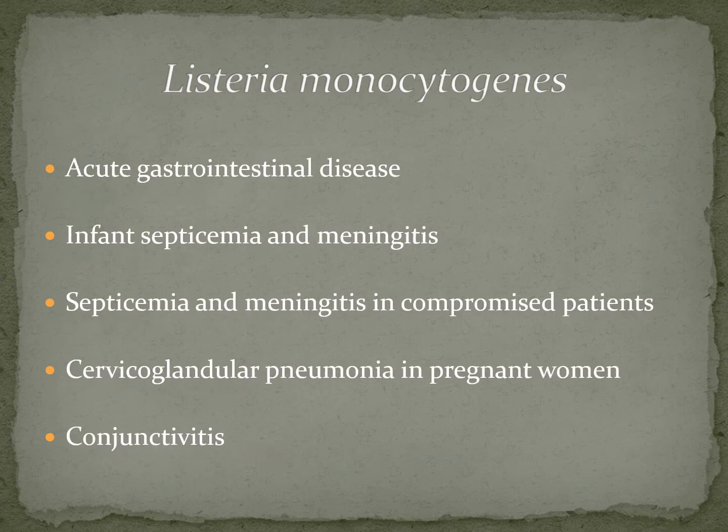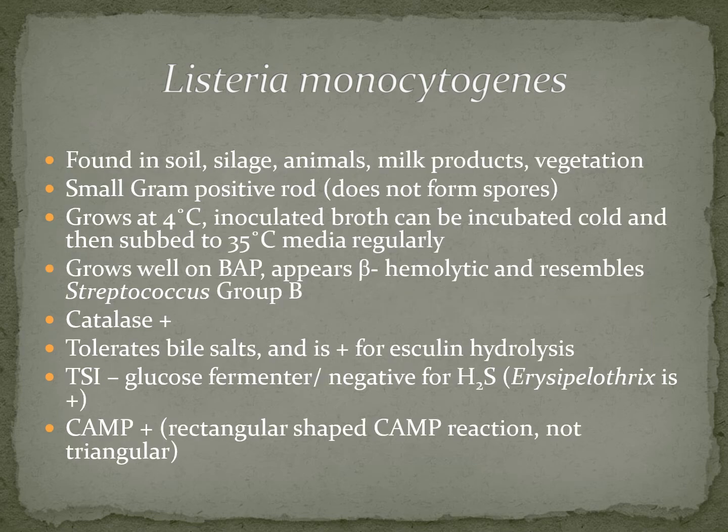Listeria monocytogenes is a significant pathogen that can cause acute gastrointestinal disease, infant septicemia and meningitis in compromised patients, cervical glandular pneumonia in pregnant women, and conjunctivitis. Listeria monocytogenes is found in several places in nature, including the soil, silage, animals, milk products, and vegetation. You may recall the Blue Bunny ice cream incident that happened in the early 1990s. Many people got food poisoning because of this organism.